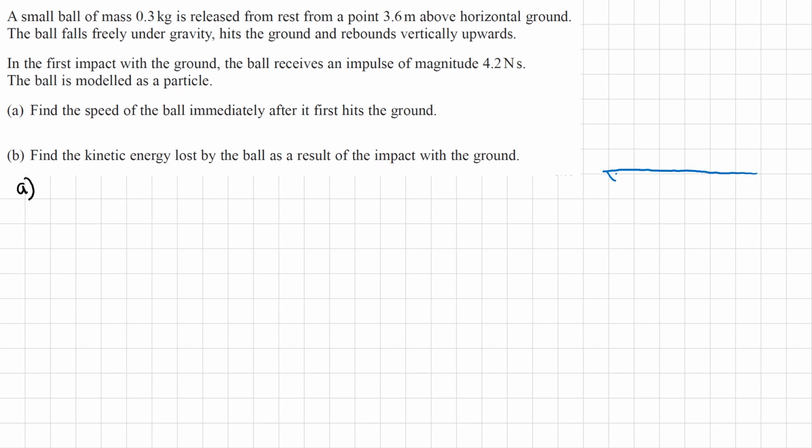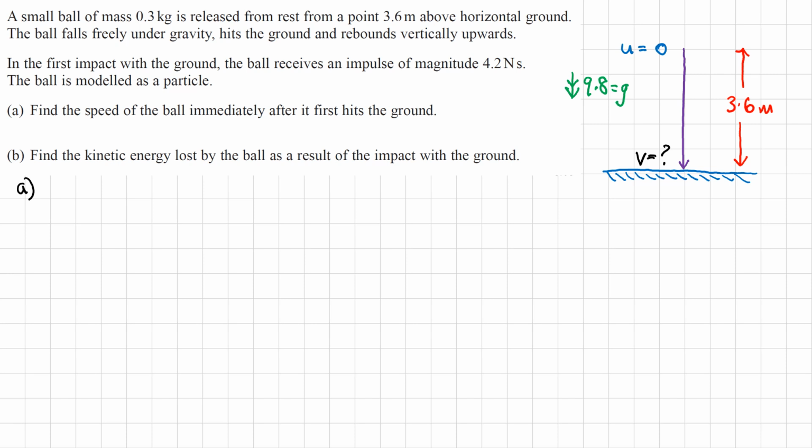So here's my ground down here, like this. The ball is dropped from rest, so this is the path of the ball. From rest, that means that its initial velocity is 0. It drops a distance of 3.6 meters, so that's its displacement. Because it's dropping, it's under the effect of gravity. So we've got gravity going down, a value of 9.8, so that's g. And what I want to do is to work out the speed here, v, the speed that it hits the ground.